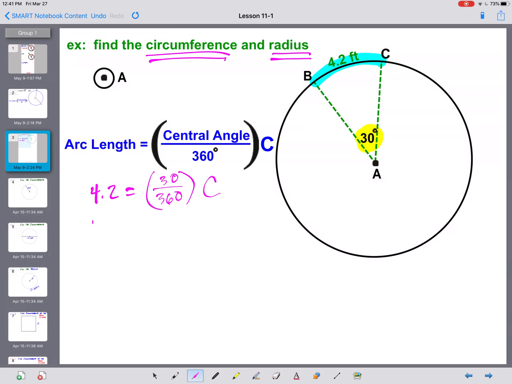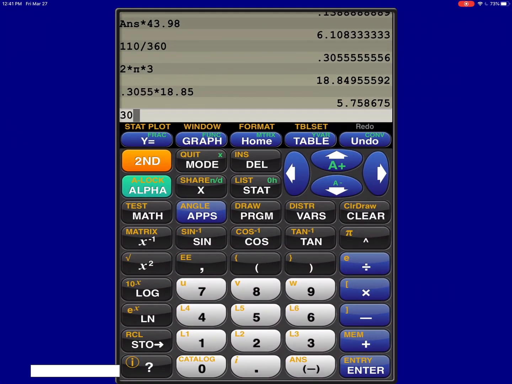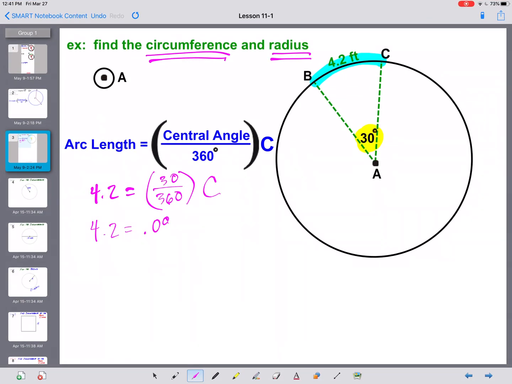Let's do that right now. 4.2 equals, let's get that as a decimal, 30 over 360. Here we go. 30 divided by 360, nice, 0.0833. 0.0833 times the circumference. What do we do now? I want the circumference by itself. I have to divide. Divide by 0.0833 here. I got to do it to the other side. There we go. Nice. Good.